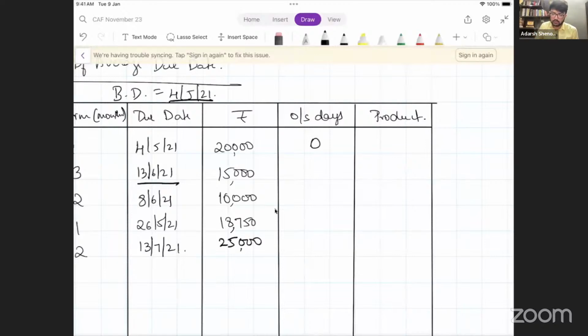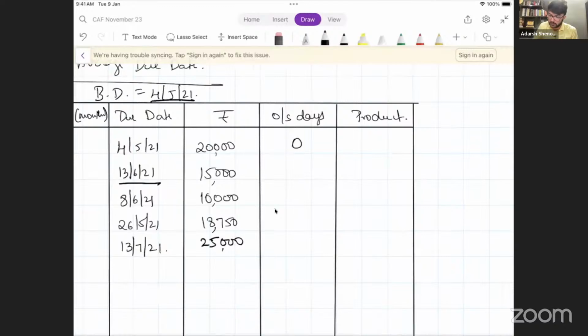So in the month of May, 4 days is already over. So we have 27 more days left in May. It's a 31-day month, right? May is 31 days. So in that 4 days is over. So 27 days are left. In the month of June, we need 13 days. So totally 40 days will be my outstanding days. Similarly, 4th of May to 8th of June. So out of 31 days in May, 4 days is already over. So 27 days plus 8 days. So 35. Then 4-5 to 26-5, same month it is, so 22 days.